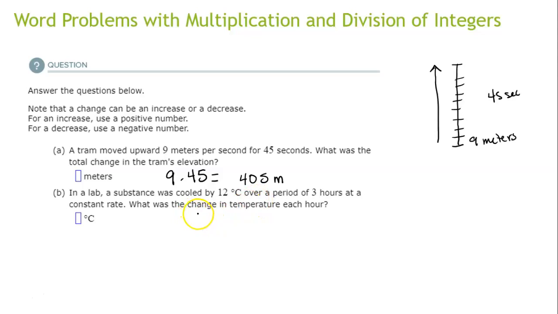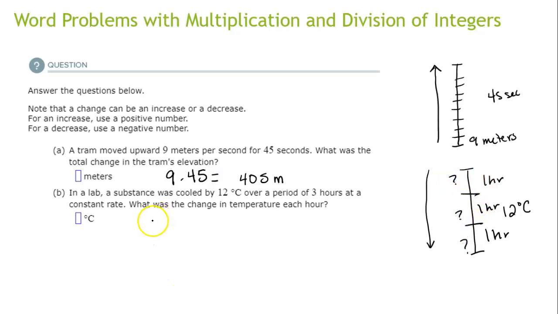In a lab, a substance was cooled by 12 degrees Celsius, so the temperature is decreasing. It decreases by 12 degrees Celsius over a period of 3 hours. So 1, 2, and 3. 1 hour, this is 1 hour, this is 1 hour. What was the change in temperature each hour? Because I want to find the temperature in each one of these sections, I need to divide. But it's cooling, so it's -12 divided by 3, which gives me -4 degrees Celsius.